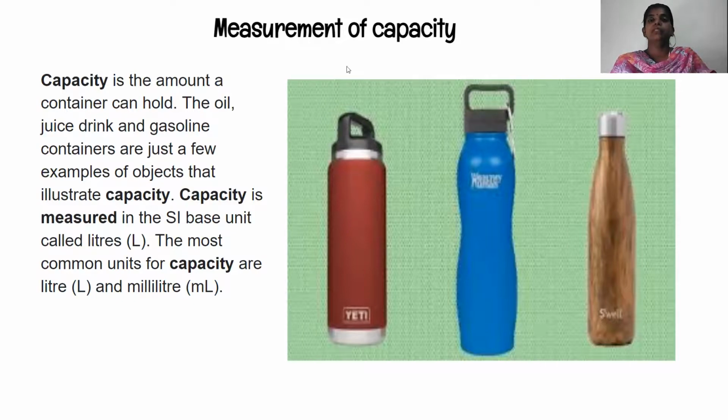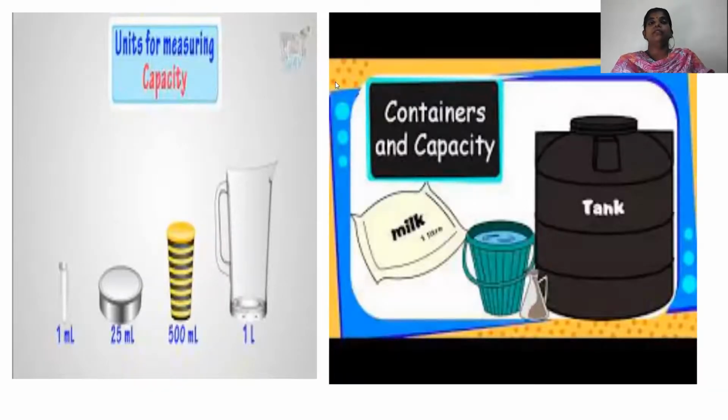Next, here you can see some units for measuring capacity, how you measure capacities with different units. Here you can see 1 milliliter, it's a test tube. Here you can see a 25 ml container, a 500 ml container, and a 1 liter container. So you can just imagine how big a water tank is and how many liters it contains, not tons, right? It's liters.